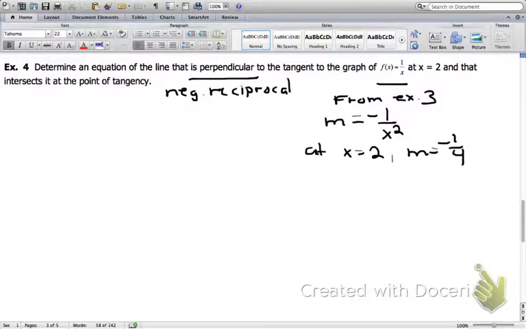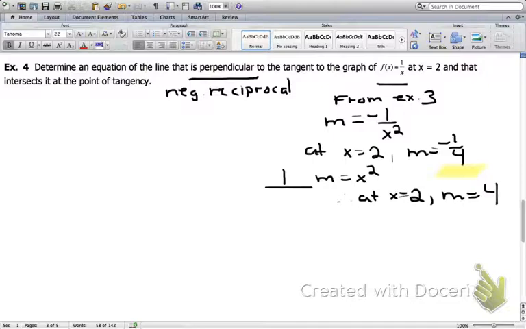So if we're talking about the negative reciprocal of our perpendicular slope, we know it would be equal to x squared. So therefore, at x equals 2, our slope would be equal to 4. We can do that by just subbing in 2 into our x squared, or just by doing the negative reciprocal of negative a quarter.